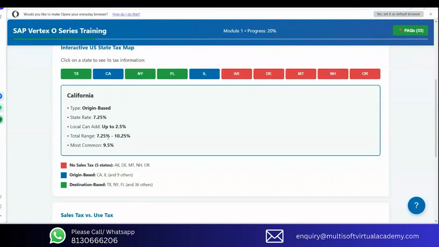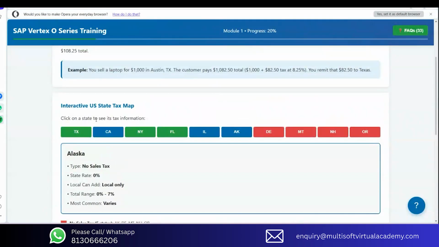I don't want to repeat all the states again. And if you come to Alaska, there is no state sales tax, only local tax. Now, why am I saying this? First, you need to understand, suppose you are working in the US, you need to understand the US tax law. Suppose you are working for Europe, you need to understand Europe's.